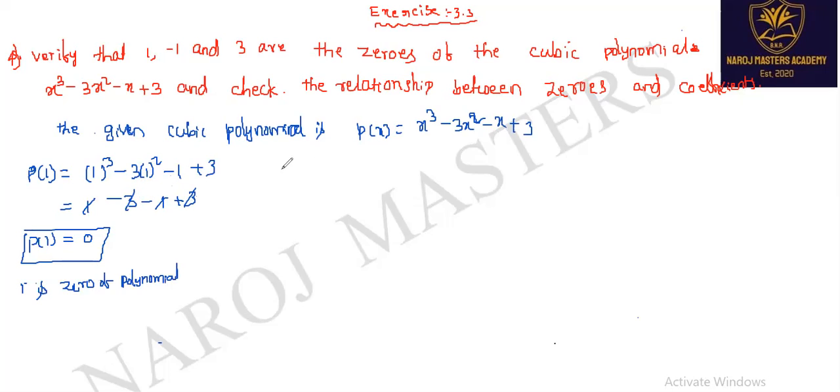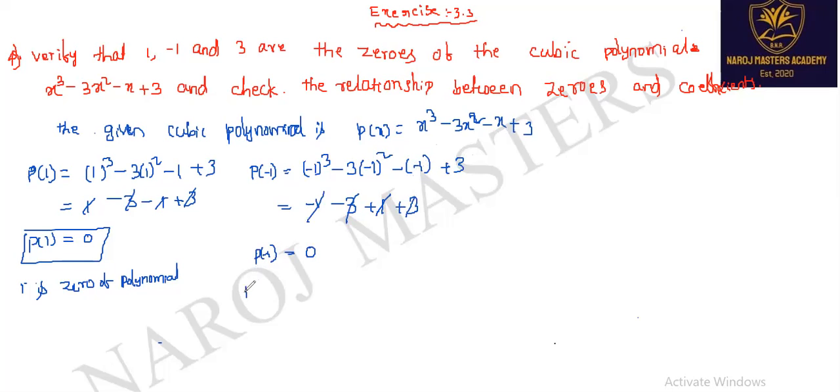Now verify the next one. P of minus 1 equal to, substitute minus 1 cube minus 3 into minus 1 square minus of minus 1 plus 3. Minus 1 cube is minus 1, minus 1 square is plus 1, so minus 3 into 1 is minus 3, minus into minus is plus 1, and plus 3. Again minus 1 plus 1 cancel, minus 3 plus 3 cancel, and it is 0. P of minus 1 is 0, means minus 1 is a zero of the polynomial.